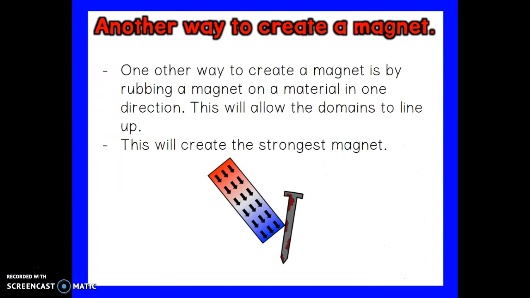The last way to create a magnet is by rubbing an object that contains iron, nickel, or cobalt with a magnet. You need to do this in the same direction many times. The magnet will help the domains line up. Out of the three different ways to create a magnet, this one will create the strongest one.